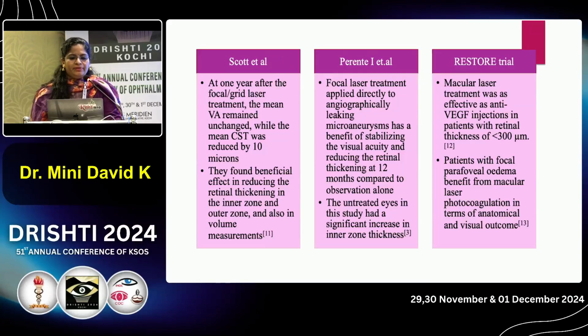A study by Parente et al. reported that focal laser treatment applied directly to angiographically leaking microaneurysm has a benefit of stabilizing the visual acuity and reducing the retinal thickening at 12 months compared to observation alone. The untreated eyes in the study had a significant increase in inner zone thickness.